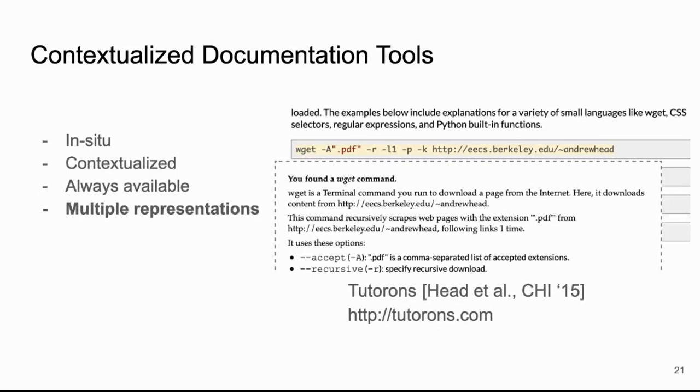We also have tutor-ons, which is a system for creating automatic and queryable explanations for code that you could find in an online tutorial. And as far as its design principles, it also follows the principle of including multiple levels of detail of information for this documentation.